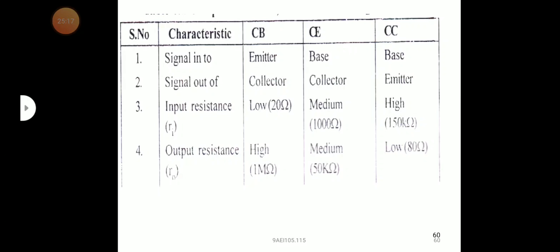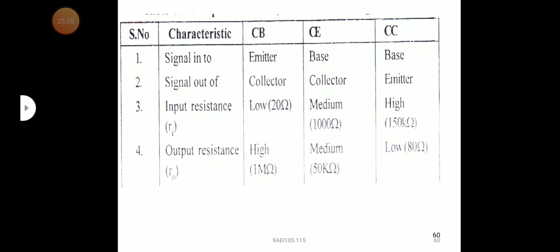So the common collector input resistance is very high, 150 kilo ohm. Common emitter we have 1000 kilo ohm. Common base we have 20 ohms, very small. If you have a very small input resistance, the device may draw more current and it acts as an overload to that device. So generally we don't prefer low input resistance devices.